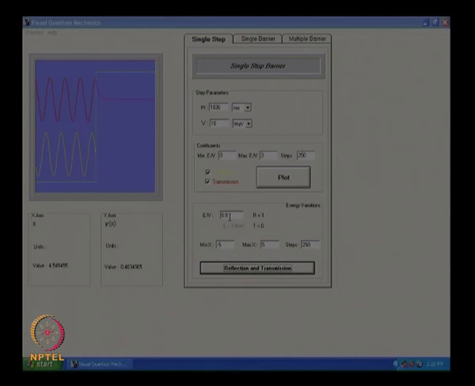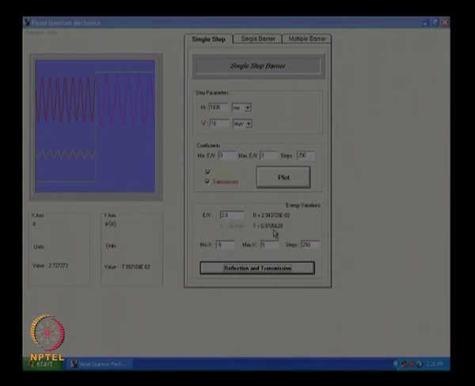5 MeV. If we make it more than 10 MeV, let us suppose E by V becomes 2.0, then we will find that there is an incident wave here, there is a transmitted wave here, and then there is a reflected wave here. So, the reflection coefficient is about 0.03, and that is about 3% reflection, and the transmission coefficient is 97%.